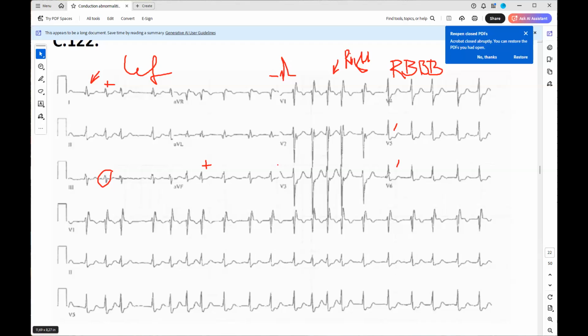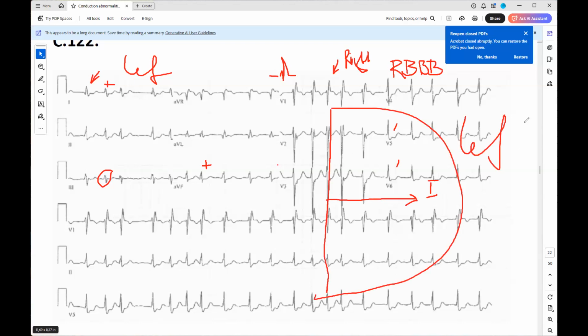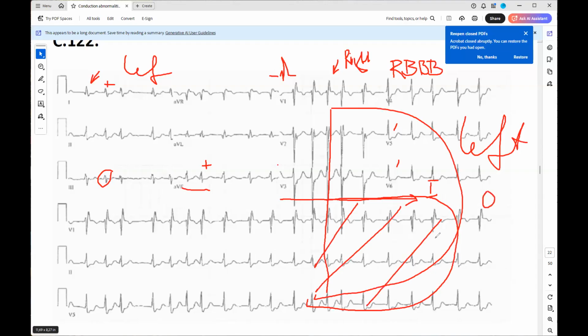Okay, that's simple. Let's see. First, I looked at lead number 1. Lead number 1 was positive, okay? That means we are on the left side. Good. Next, we looked at aVF. aVF is positive, okay, all the way down. So we are somewhere here between 0 and 90 degrees, all right? Yes. Next one, I looked at lead number 3.